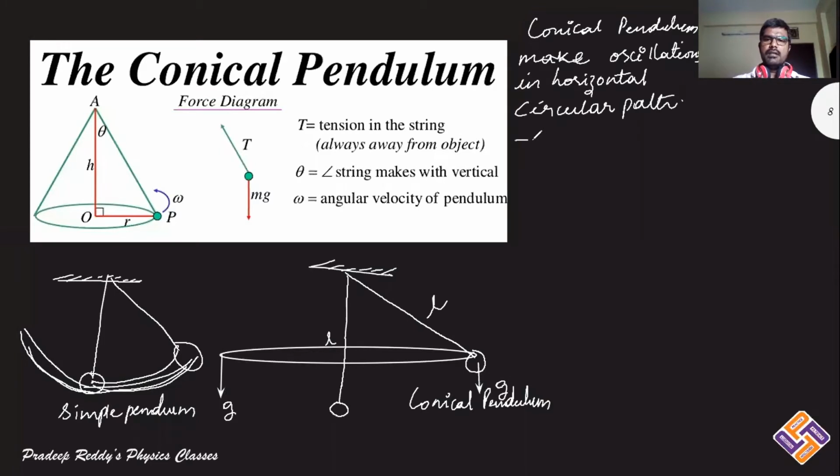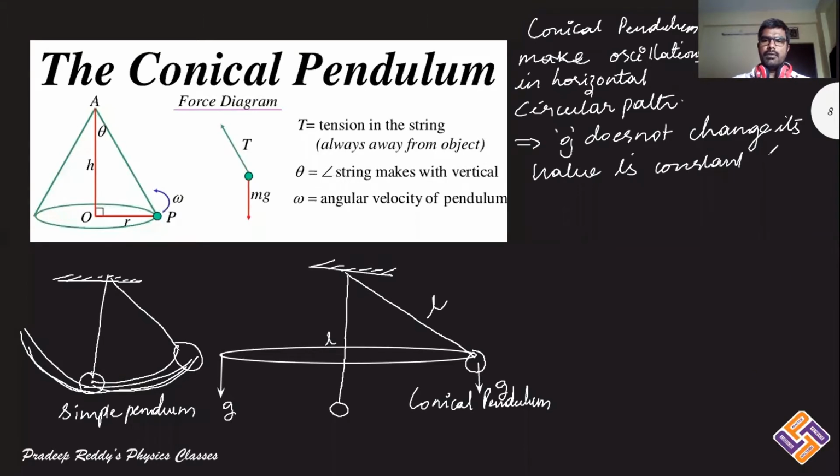So g does not change. Its value is constant. You can take it as 9.8 meter per second square, or round it off to 10 meter per second square in the case of the conical pendulum. That value will remain fixed in the horizontal path.